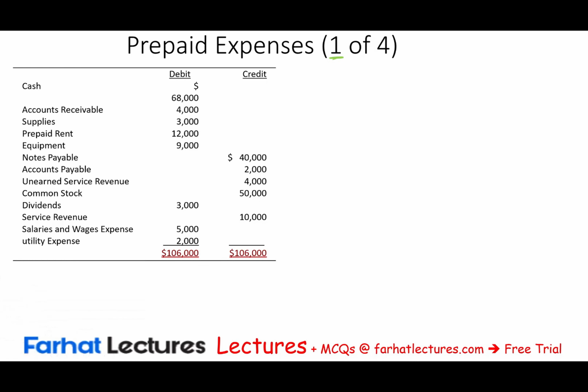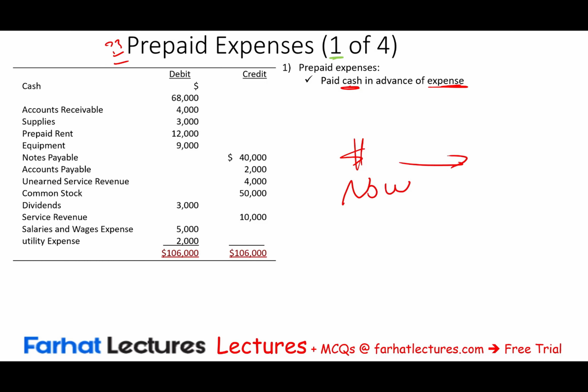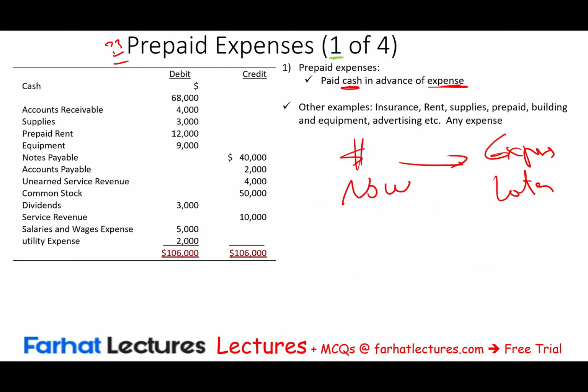So first you need to know, what is a prepaid? A prepaid expense is when you pay cash in advance of the expense occurring. What does that mean? It means you pay money now and you expense it later. This is what we mean by prepaid. Pay now, expense later.